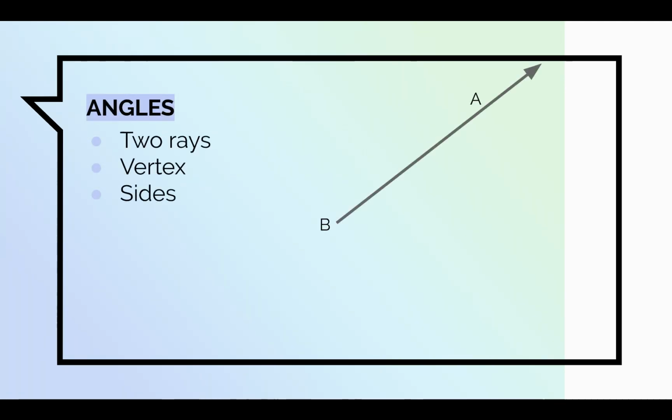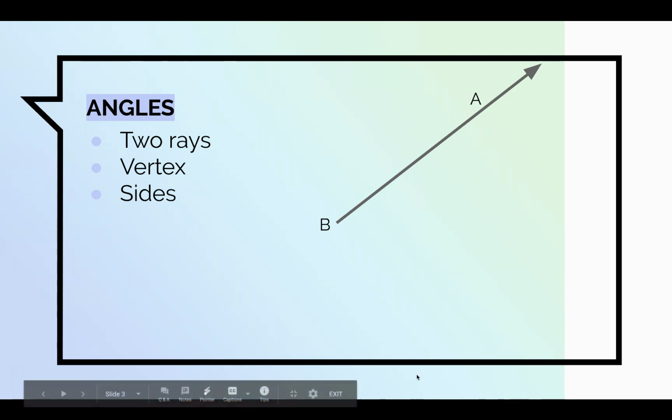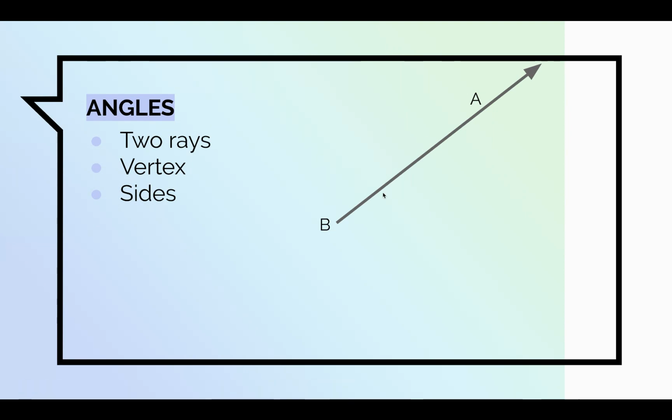So angles are made up of two rays. Here we have a ray, and you remember how to name this ray. This is ray BA. B is the endpoint. Then there's another ray, ray BC. Ray BA and ray BC share a common endpoint, point B, and that common endpoint is their vertex. So point B is the vertex of this angle. The two sides are the two rays, side BA and side BC.